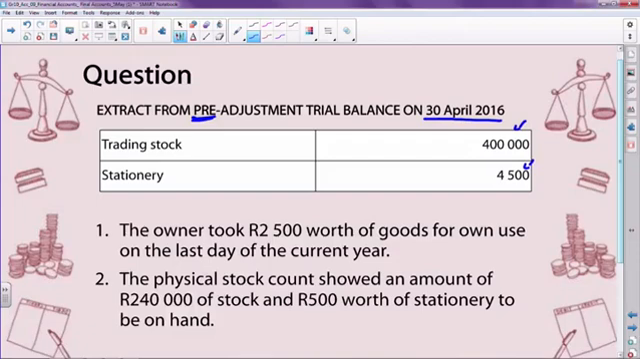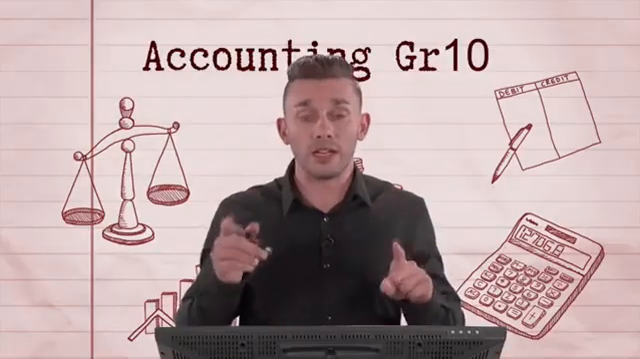The owner took 2,500 rand worth of goods for own use on the last day of the current year. Now, this is not recorded yet, guys. So I'm going to quickly give you 1 minute. Identify the two accounts, identify the account debited and the one credited, and let's see if you can do it. I'm giving you 1 minute.